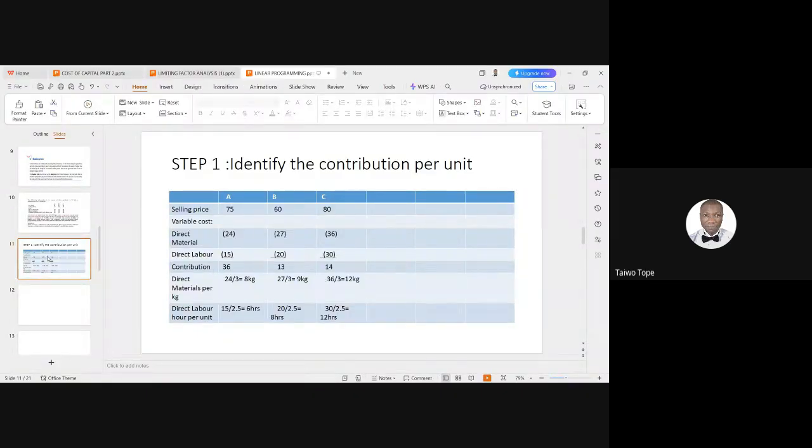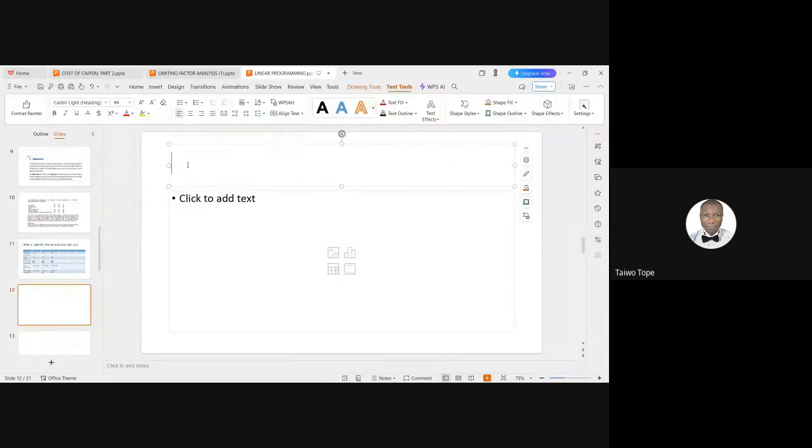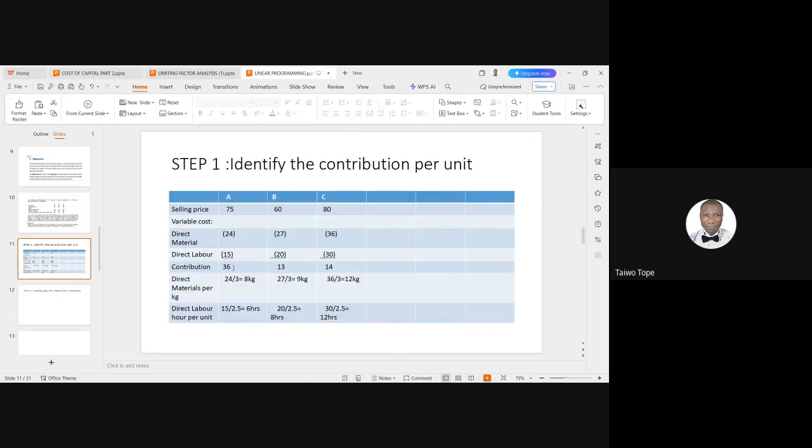Any question? Step 2. The step 2 is what? Formulate the objective function. For you to formulate the objective function, based on these results of contribution, what will be your objective function? Your objective will be to maximize what? Contribution. Yes, to maximize contribution.